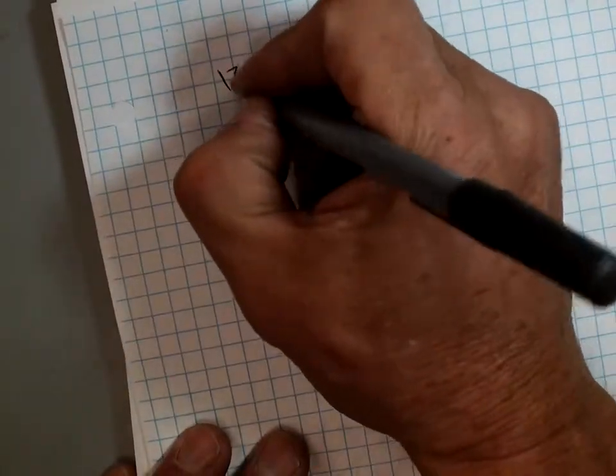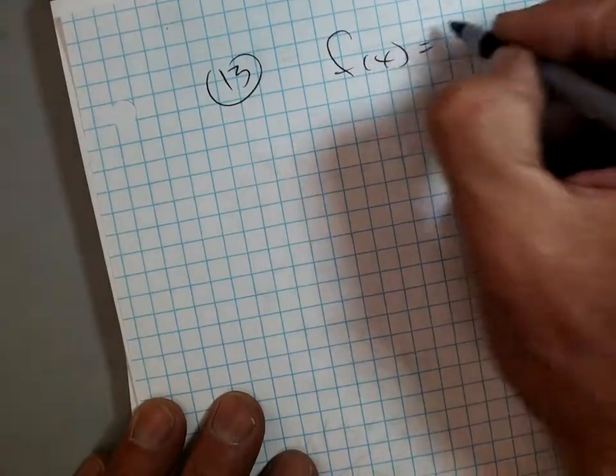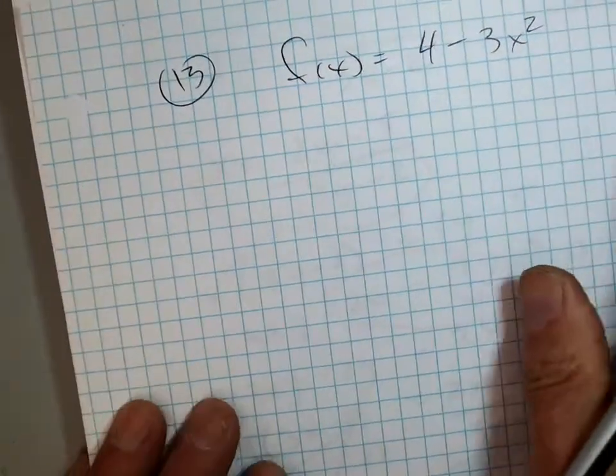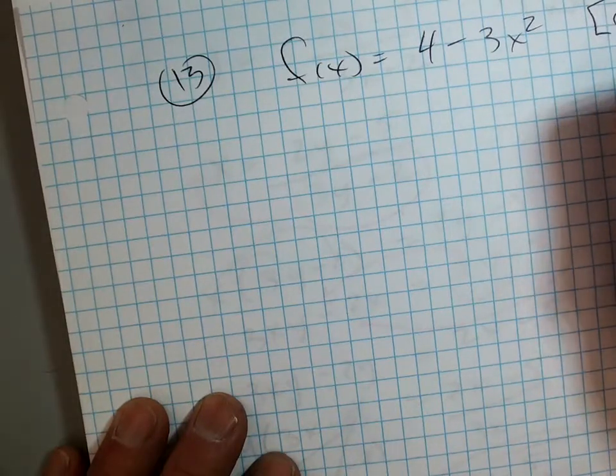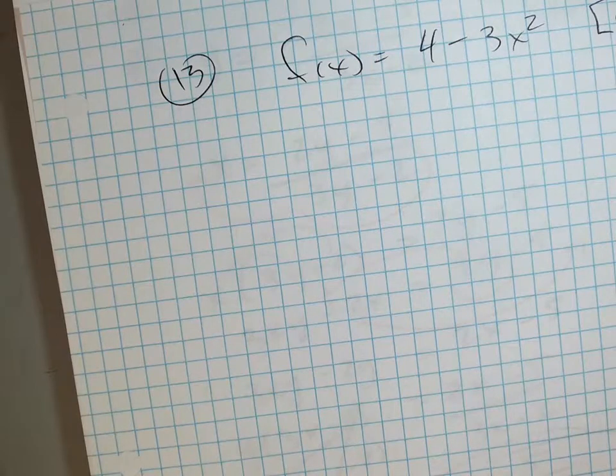Okay, 13. Here we go, Landon. We're going to graph f of x equals 4 minus 3x squared from 0 to 2. I'm going to try and do a really good job graphing this. That's why I got graph paper out. I'm going to try to be accurate.